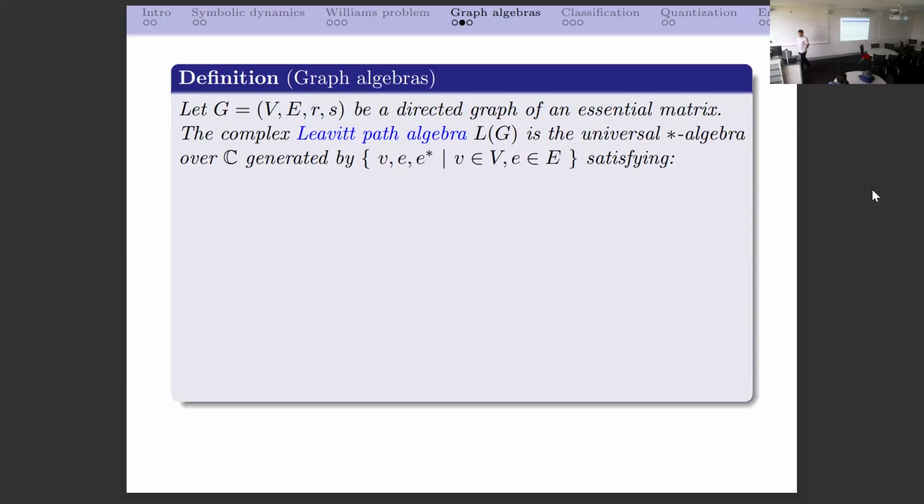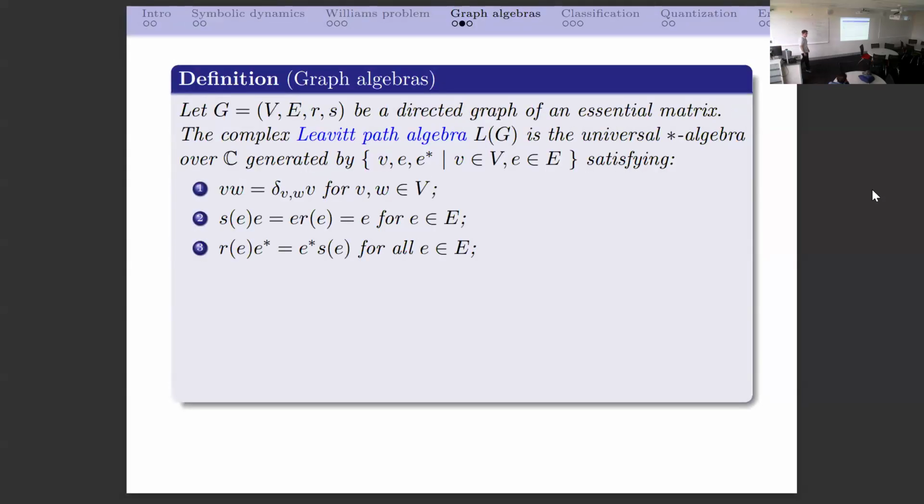Okay? So now it's just a free algebra, right? There's no relations. Let me tell you what the relations are. If you multiply two vertices, you get the same vertex unless they're different, in which case it's 0. Source and range of edges, if you multiply them by the edge correctly, they sort of behave in a natural way.